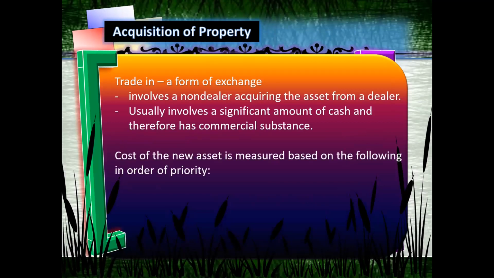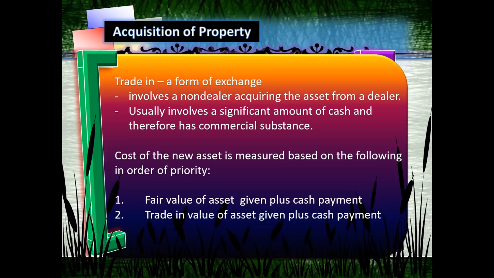So kung merong commercial substance, then the cost of the new asset is measured based on the following order of priority. So first is the fair value of the asset given plus cash payment. Second, trade-in value of the asset given plus cash payment. So yun yung ating basis for cost of your new asset if acquired through this trade-in. So take note that for number 2, this is in effect the fair value of the asset received.